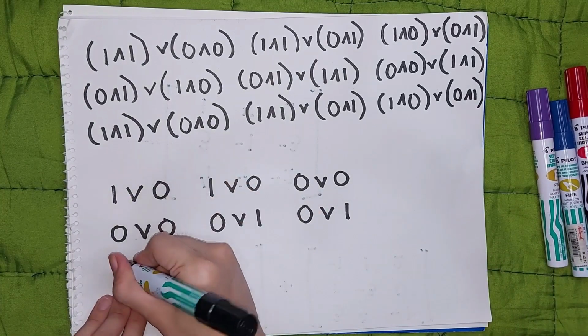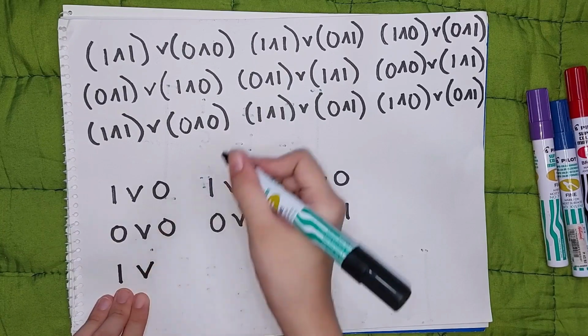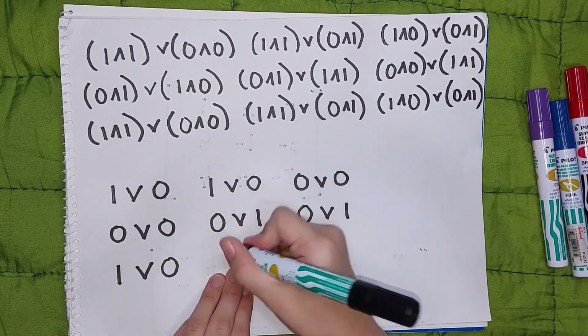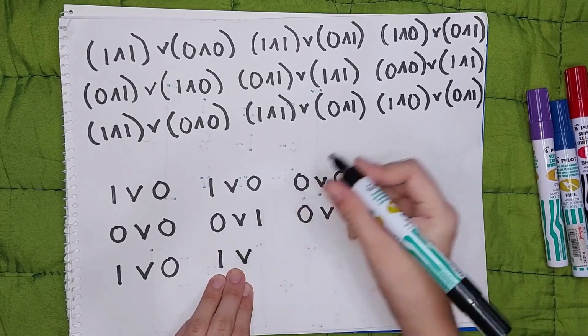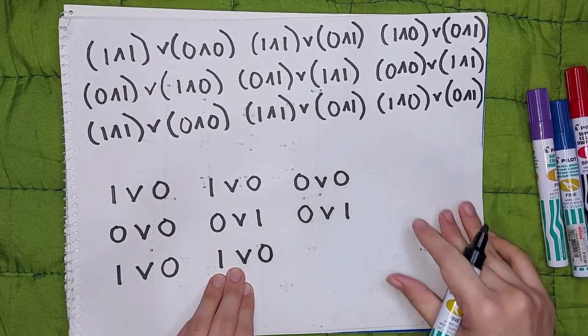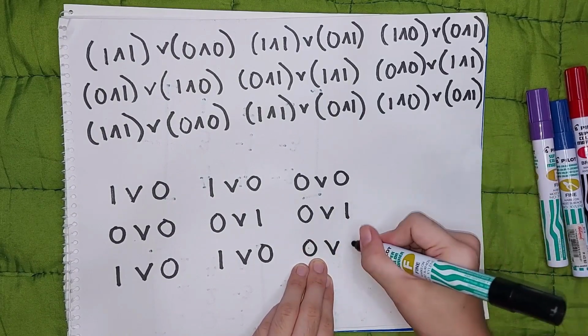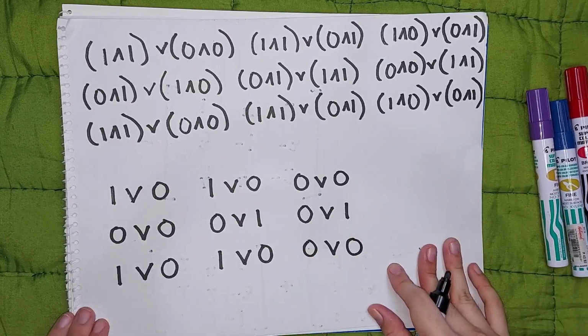1 times 1 is equal to 1 and it will join 0 times 0 is equal to 0. 1 times 1 is equal to 1 and it will join 0 times 1 is equal to 0. 1 times 0 is equal to 0 and 0 times 1 is equal to 0.